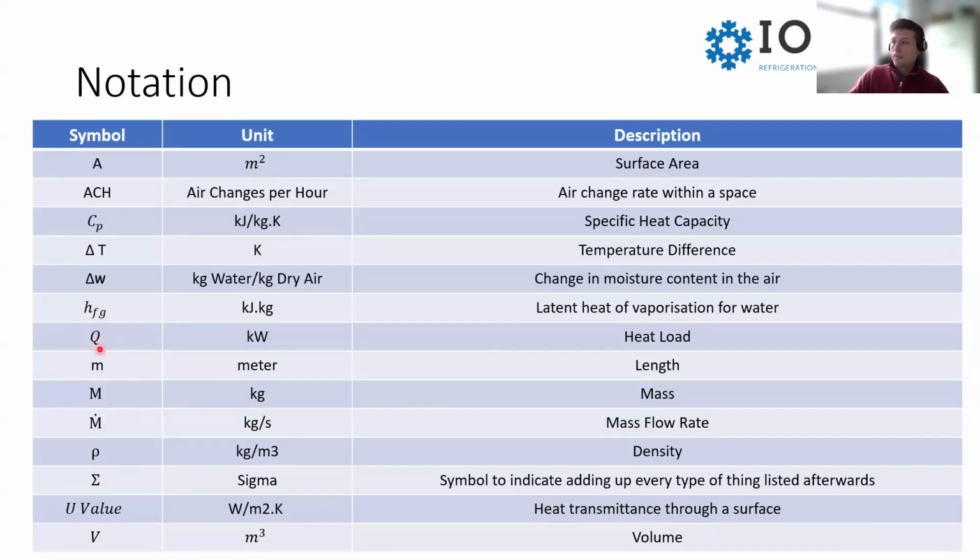We have Q, and that is just our heat load for the space. So we're going to use kilowatts. And then we have some other symbols here, which people should be familiar with. So delta T and delta W. Delta T is our temperature difference, which is our sensible temperature, and delta W will be our change in moisture content in the air when we get to latent heat loads later on.